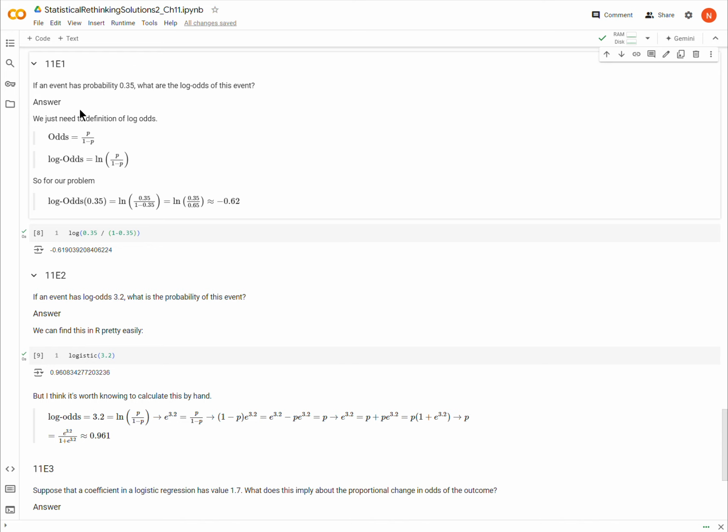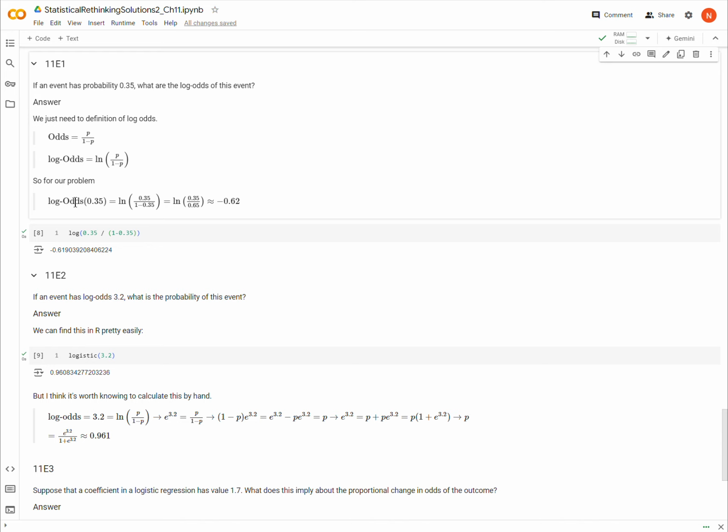So to get the log odds of an event with probability 0.35, let's start with the definition of the odds, which is just p over 1 minus p, so the probability of the event occurring divided by the probability of the event not occurring. And then we just take the log of that. It's important that we are using the same base of our log all the time, so I will always be using the natural log, which I'll denote with ln. So the log odds is just the log of the odds.